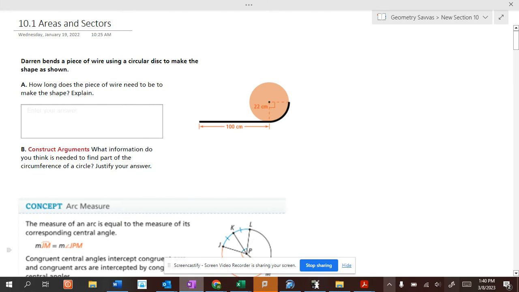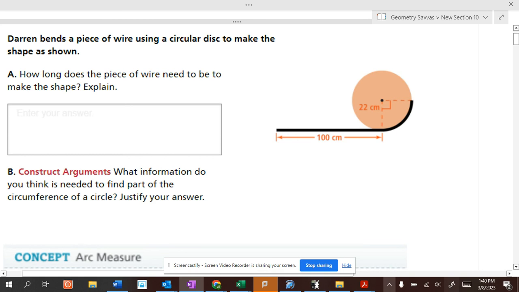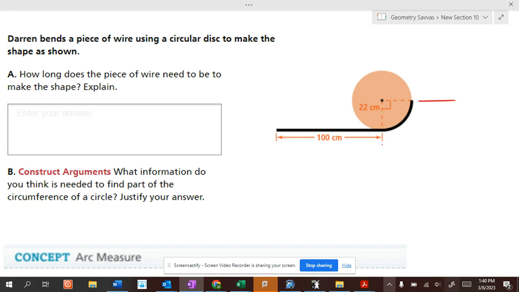Okay, so Darren bends a piece of wire using a circular disc to make the shape as shown. How long is the wire from here to here is basically what they're asking. How are we going to figure that out?